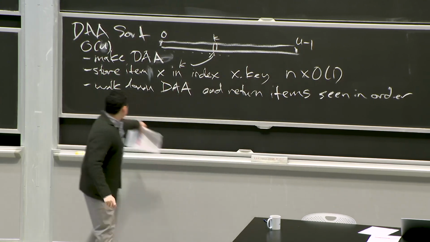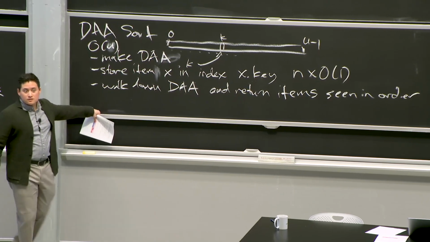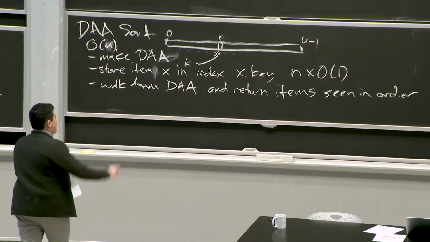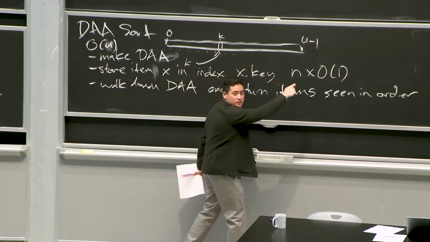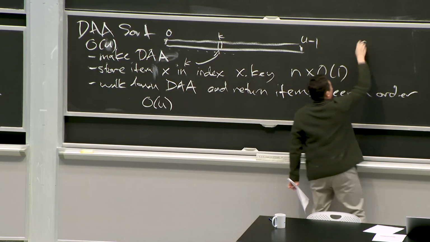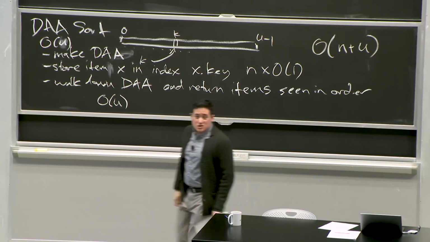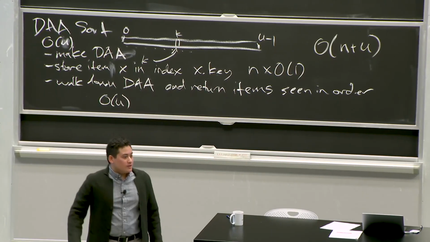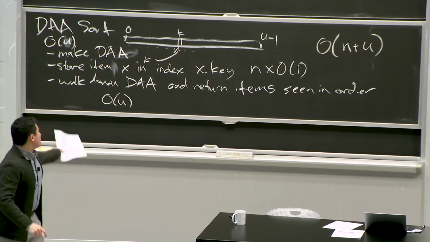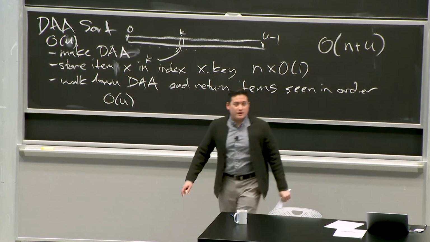Great. How long does this last one take? Anyone? O of u also, right? Because I'm walking down the entire length of u. So this algorithm takes, in total, n plus u time. This is great. If u is bigger than n because we assumed distinct keys, right? But if u is on the order of n, then we now have a linear time sorting algorithm. Yes?